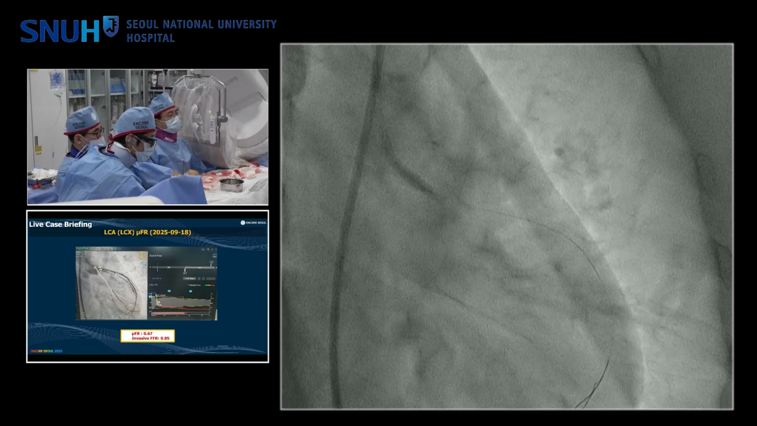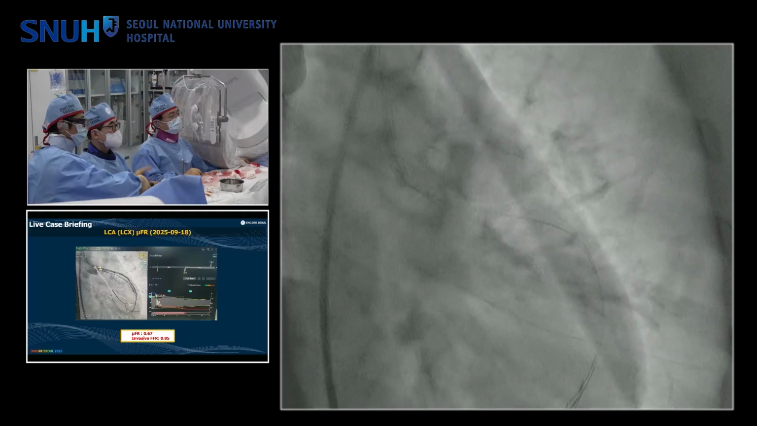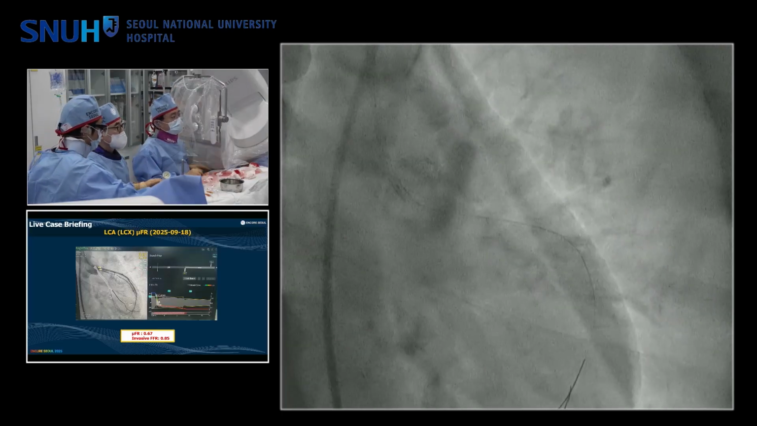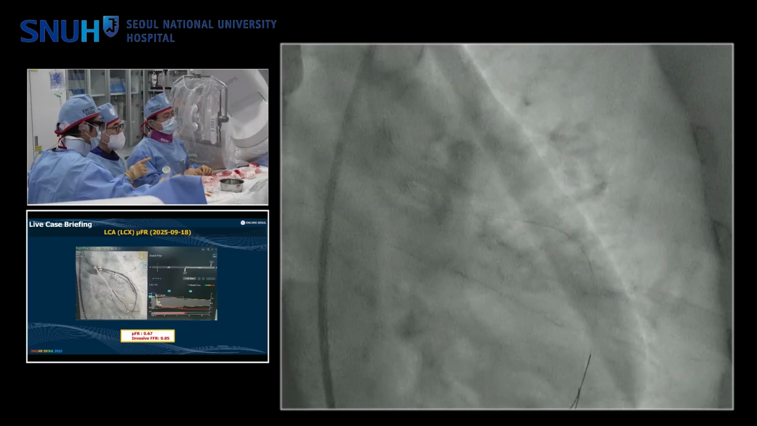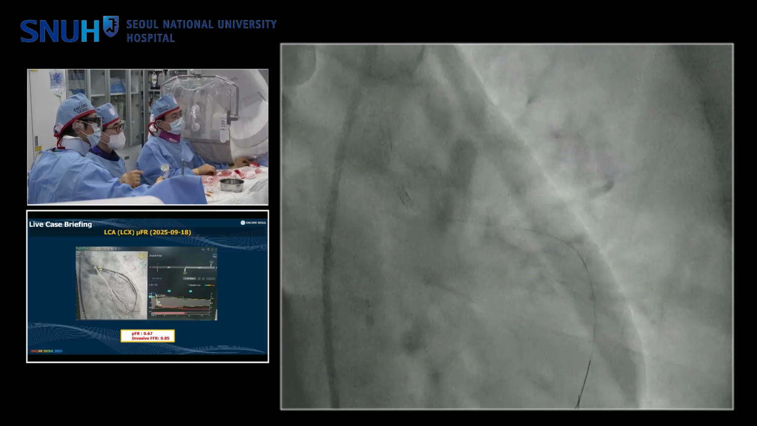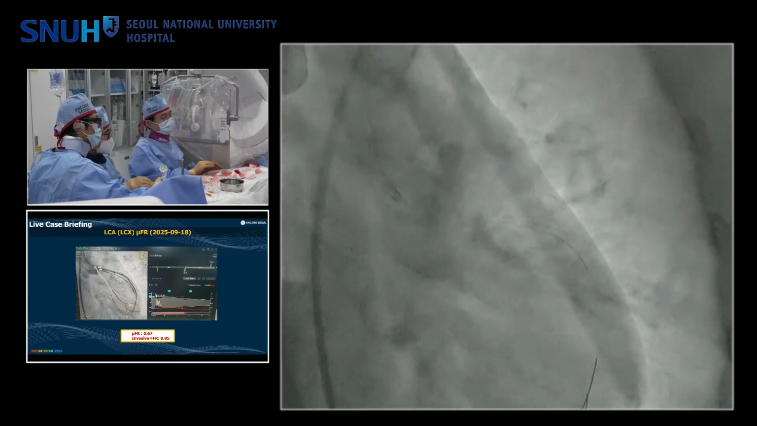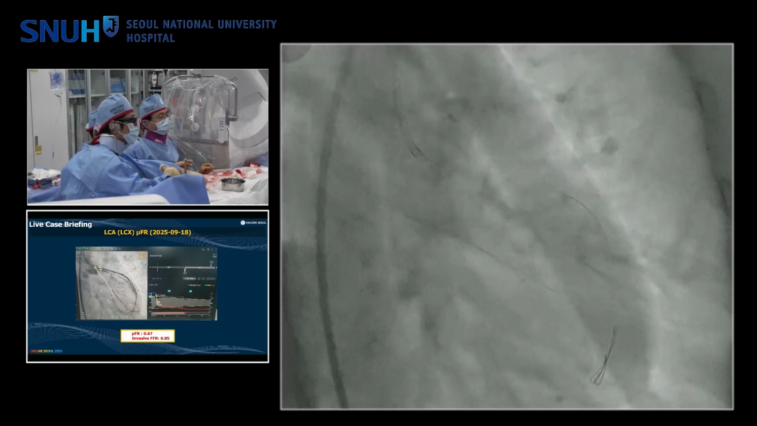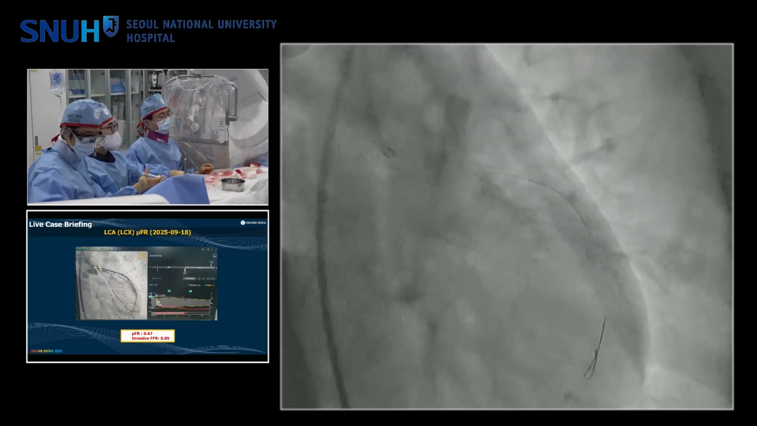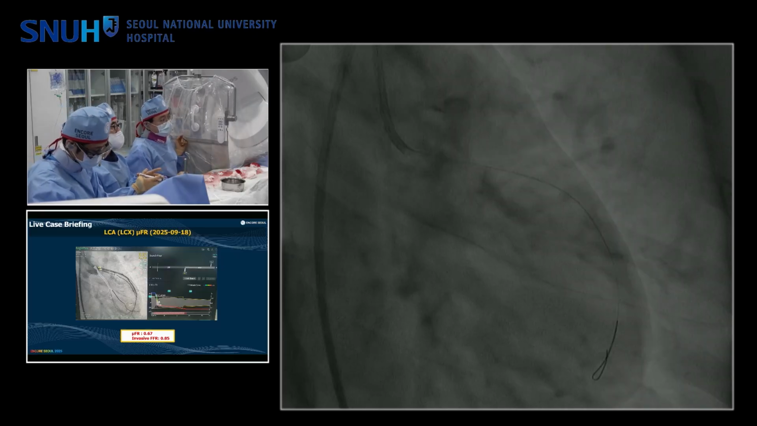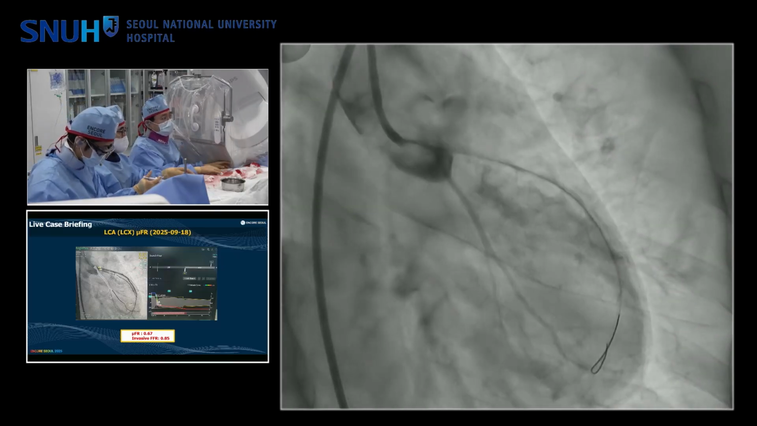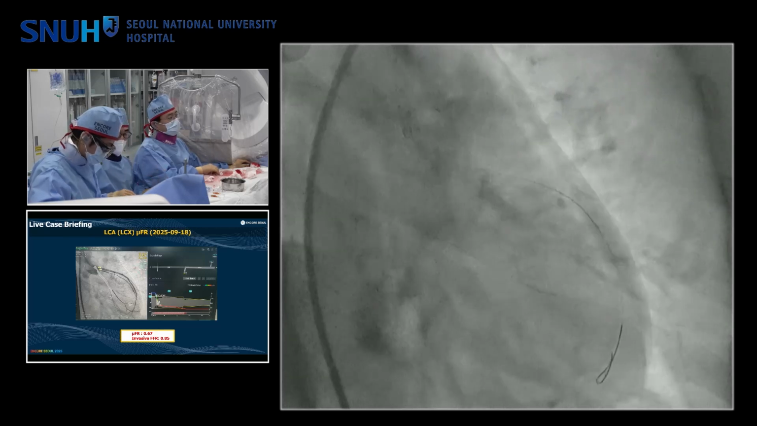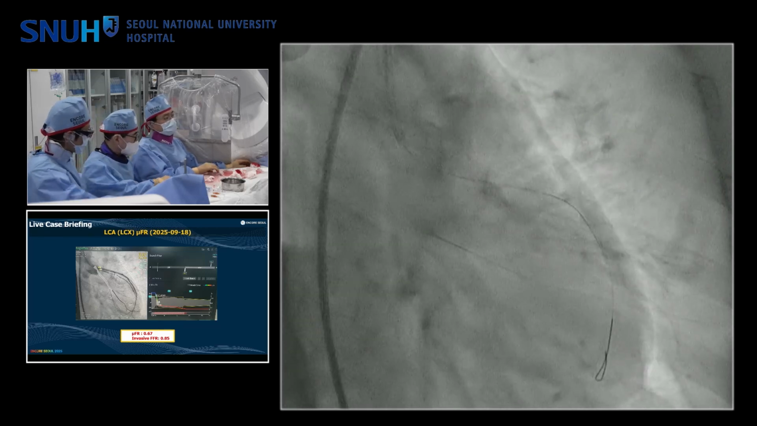Okay. Let's put in the guiding, then it will be easy. This region is a negative remodeling of the left main. According to the size of proximal LAD, including plaque, the vessel size is around 4.0. Okay, we are going to do IVUS once again.